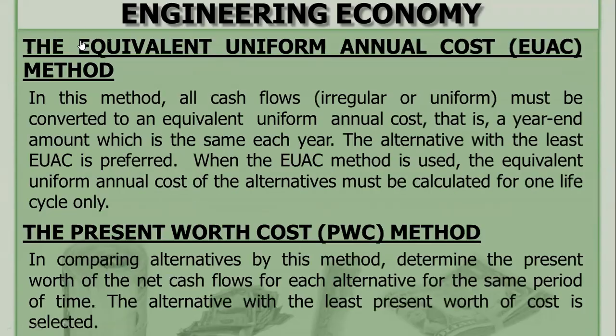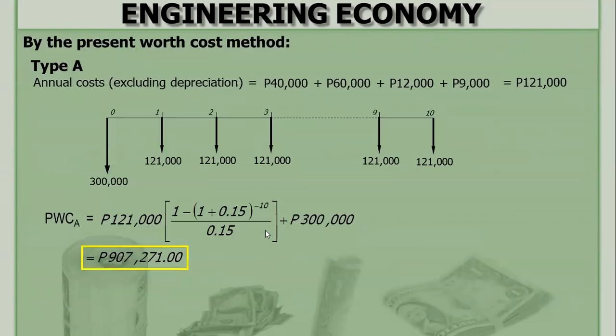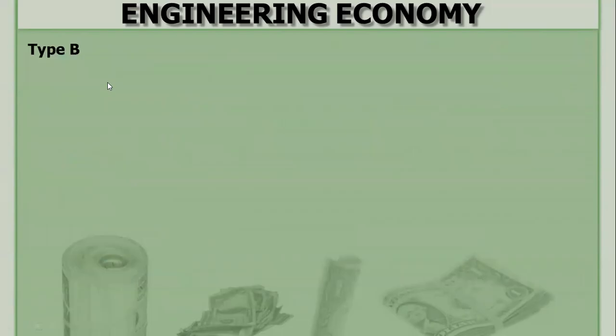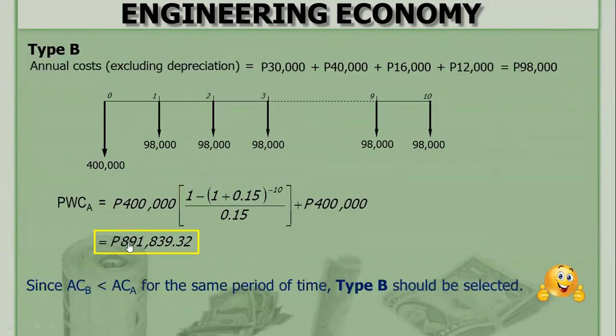Okay? And to recall, for present worth cost, the alternative with the least present worth of cost is selected. Least. This one is bigger than B's 891. Therefore, type B should be selected. This is for the same period of time, okay, both are 10 years. So, make sure that it is the same period of time.